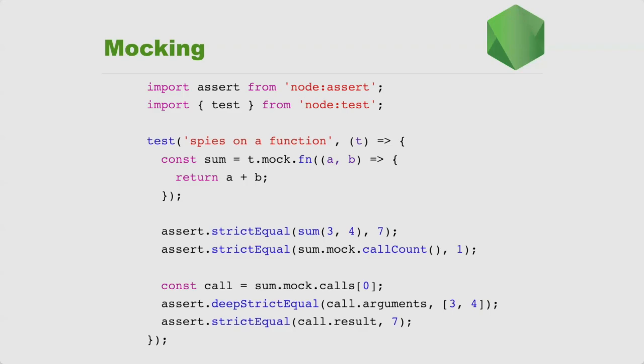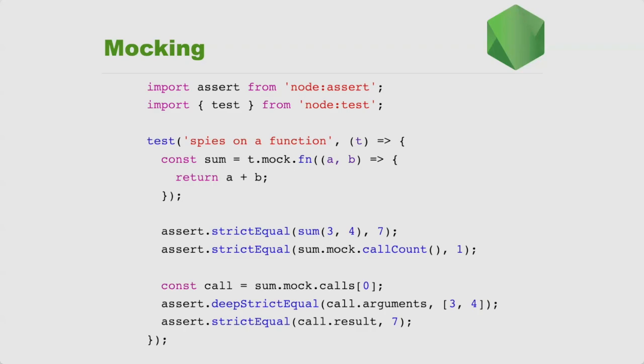But then there's also a mock property on the return function where we can inspect how the function was used. For example, here we're using call count. We can see how many times this mock function was called. Because we've only called it once here, that value is going to be 1. Then you can get at each individual call as well.